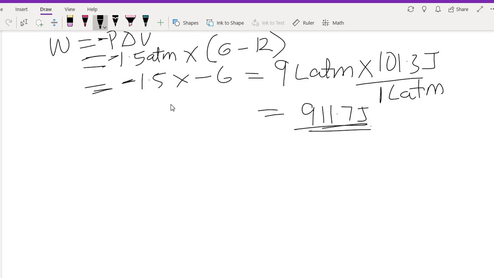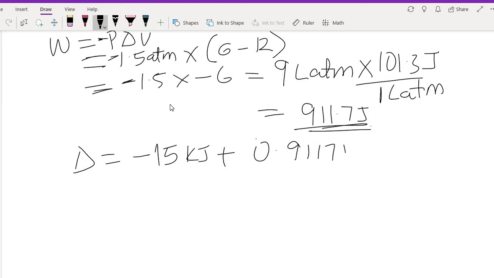Remember, our delta E is going to be negative 15 kilojoules plus, we convert this to kilojoules, plus 0.9117 kilojoules. And this gives us negative 14.0883 kilojoules.